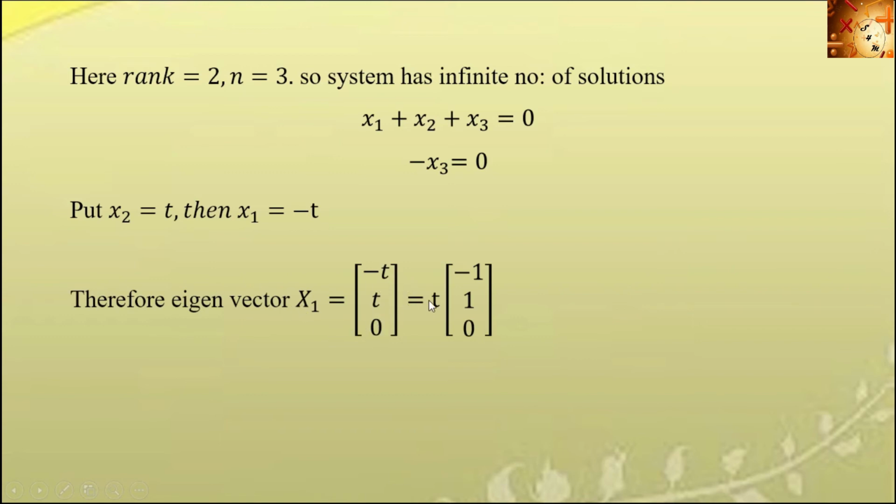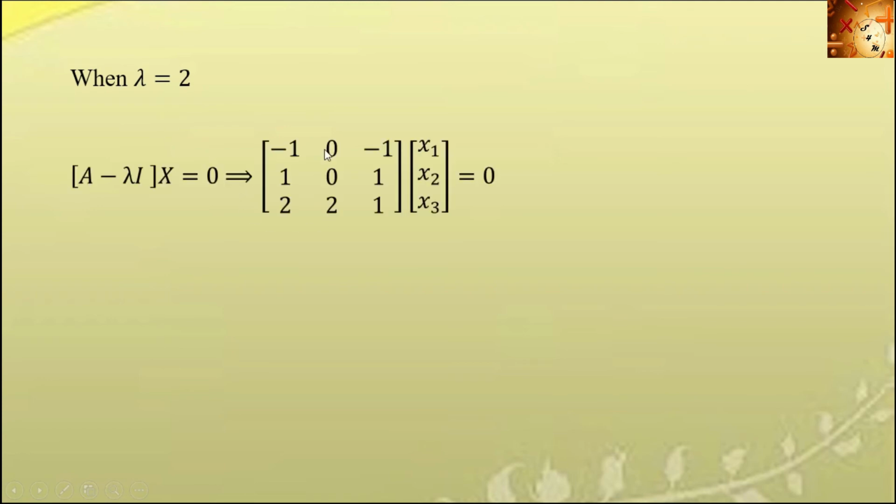Here t is a common term. So taking t outside we have [-1, 1, 0]. Therefore the eigenvector x1 is equal to [-1, 1, 0]. Similarly, next we are going to find the eigenvector corresponding to lambda equal to 2. Our matrix is like this. Here by the previous method we have x1.